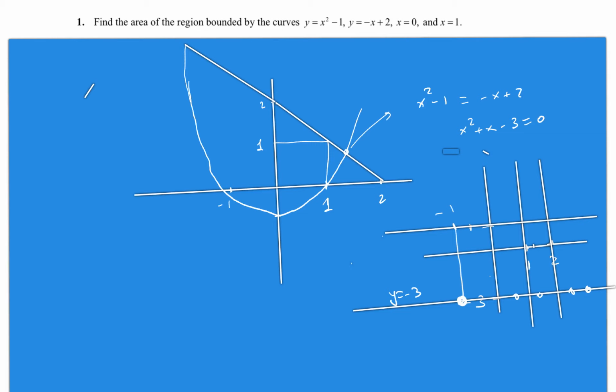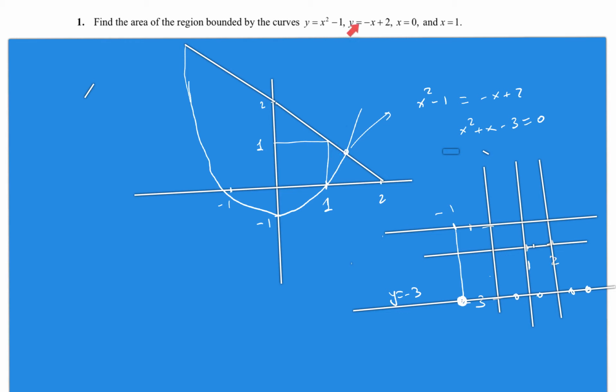There are four curves. The first curve is the parabola. When x equals 0, y equals minus 1, so this is the point minus 1. The parabola goes like this. When x equals 1, y equals 0, since 1 squared minus 1 is 0. So this is the point of intersection with the x-axis, and the same for x equals minus 1. So the parabola goes like this.